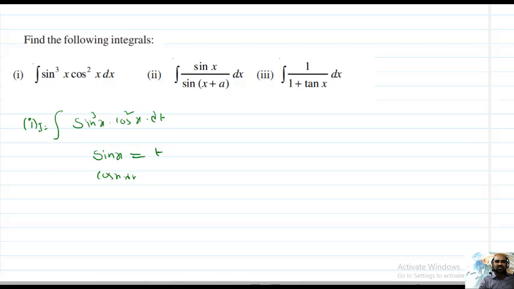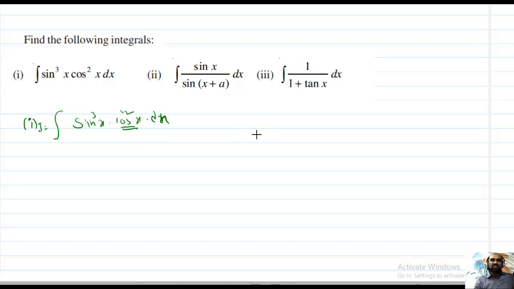Cos x into dx equal to dt. So instead of cos x into dx, you can write dt. One more cos x will be left. With that cos, what should I write? Root over 1 minus t square, no? Roots will come. That's why I don't like sin x as t. I want to take cos x as t. Understood what happened here?